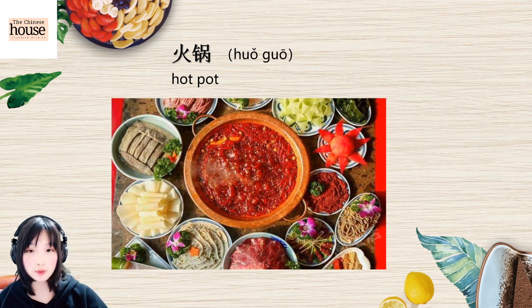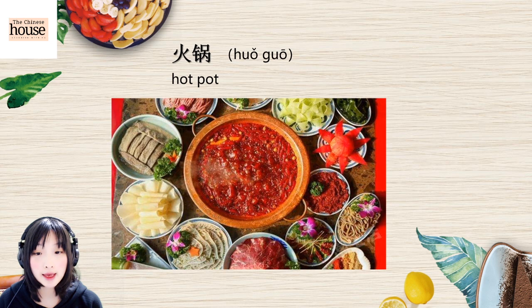And then first we have hot pot, which is very popular in Sichuan, Chongqing, those provinces. Anyway, it's very popular in the whole country. 火 means fire, 锅 means pot. 火锅.